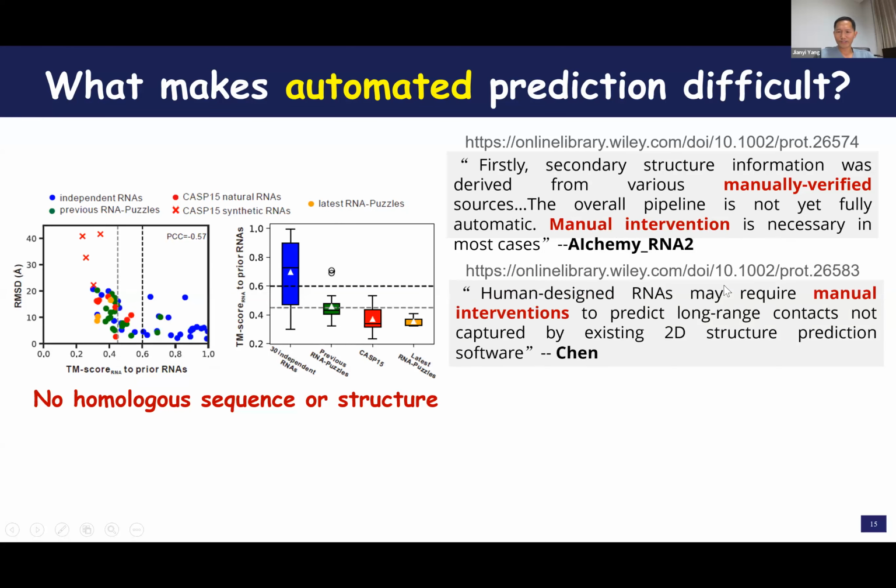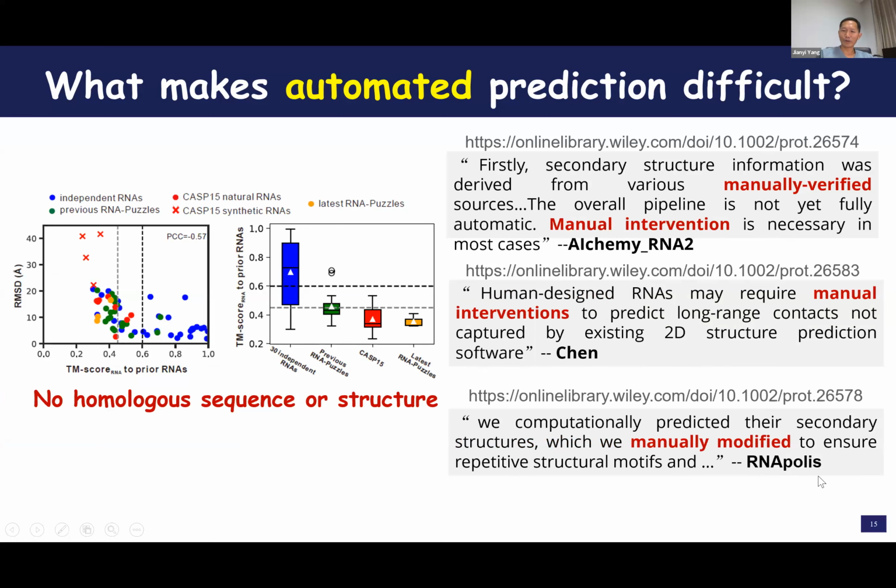Another group is Chen. This is the address of the paper. You can read it online. In their paper, they also said they need manual intervention to predict the long-range contacts, especially for these human-designed targets. Also, the third group, RNAPolis. They also write that they manually modified the models to ensure repeated strand motifs, etc. So I think that supports my previous conclusion.